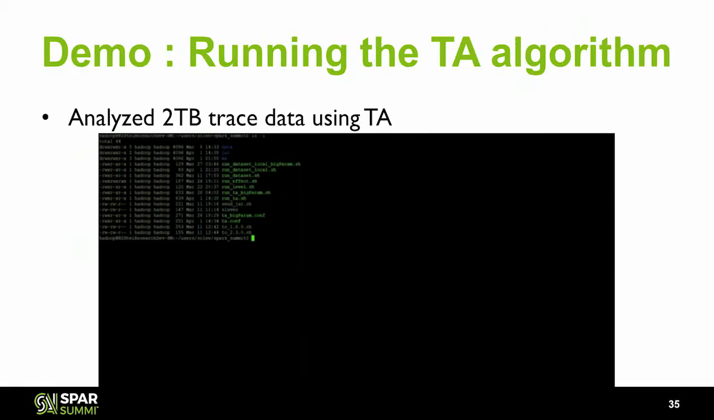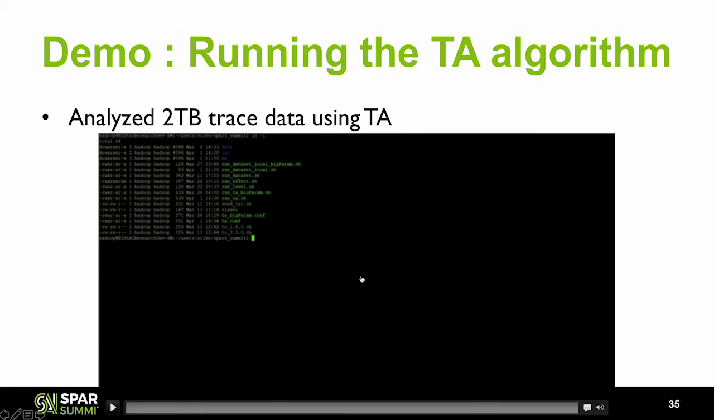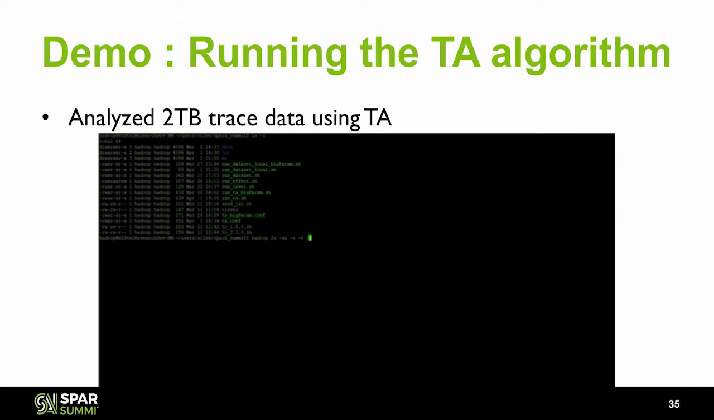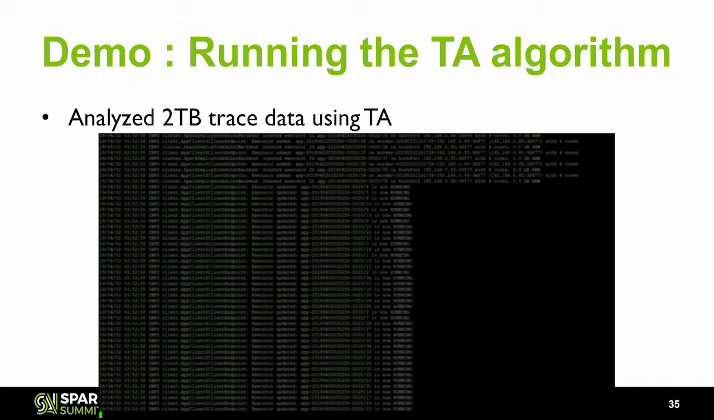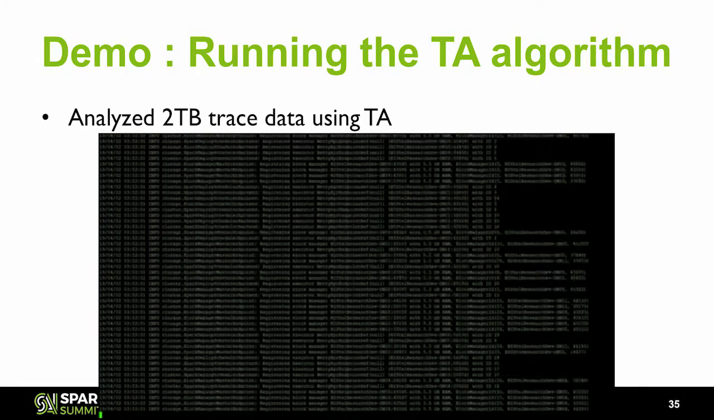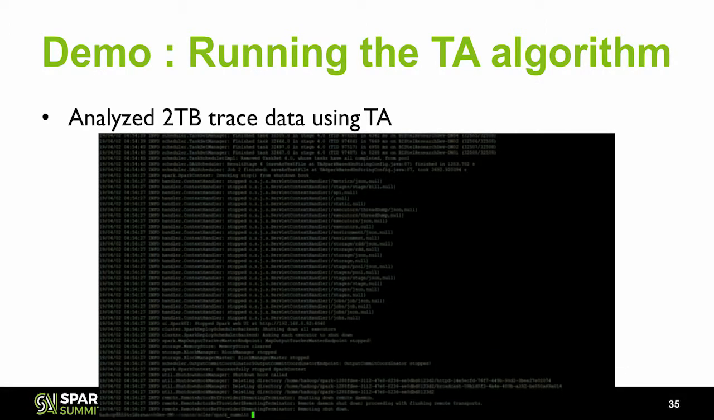So we tested TA with 2 terabytes of trace data, and let's see a demo. We store the data in the Hadoop file system, and we can see the data located in Hadoop. So there is the trace data I inserted into Hadoop, and then I run the TA algorithm. I skipped the middle since it takes too much time. And you can see the results saved in the Hadoop file system.